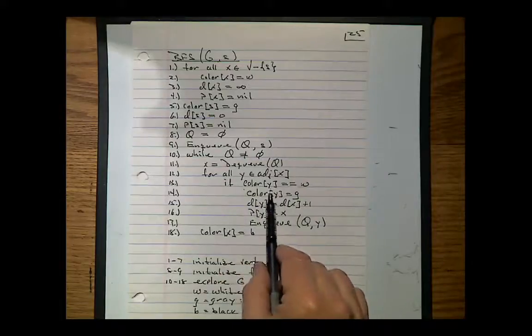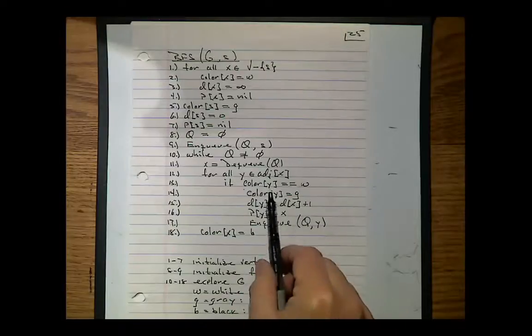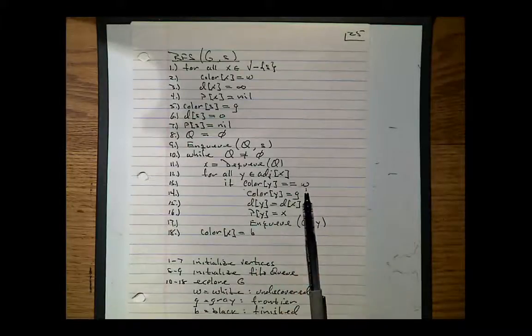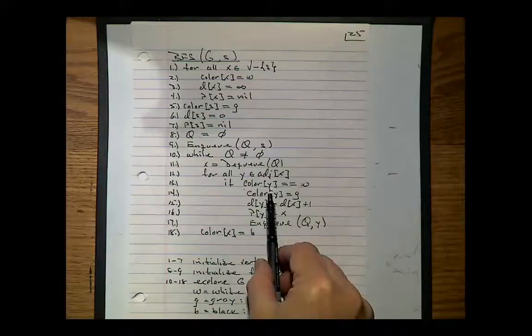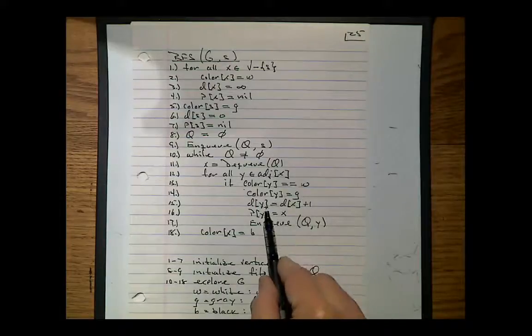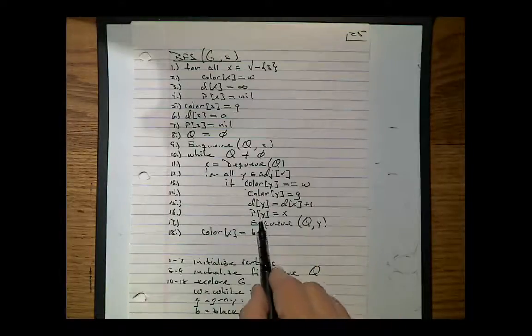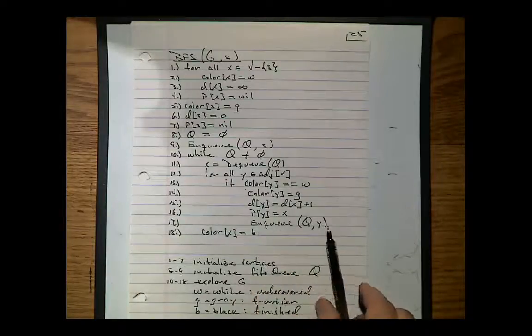So we're supposed to now discover y. We're discovering all the neighbors of x. If color y is white, that means it hasn't yet been discovered. After all, just because I'm discovering y as a neighbor doesn't mean that it wasn't discovered from some other direction before. I only want to discover new things. If y is undiscovered, then discover it by coloring it gray. Set its distance to be one more than where I discovered it from, and set its parent to be where I discovered it from, and then push it onto the back of the queue.